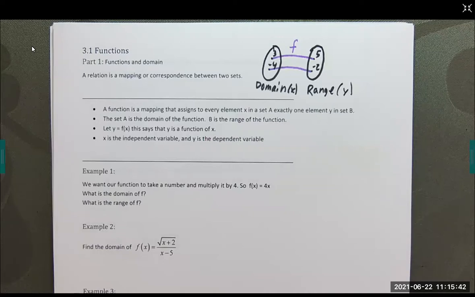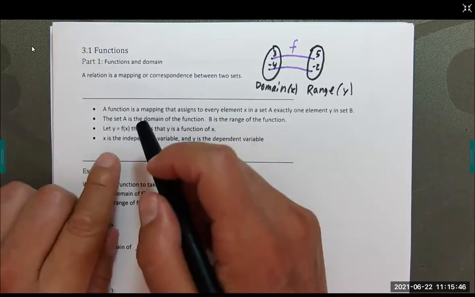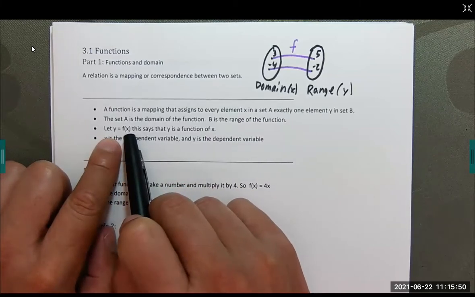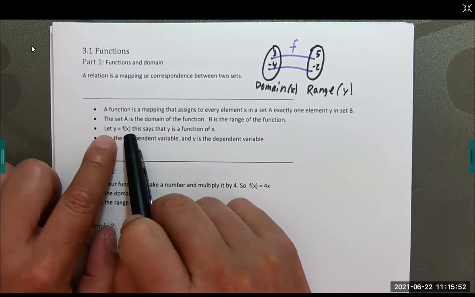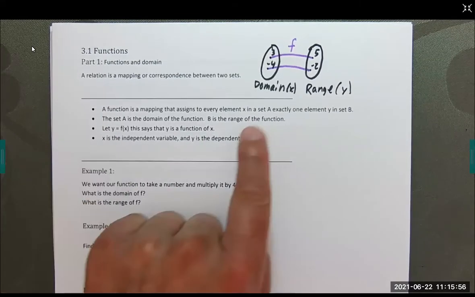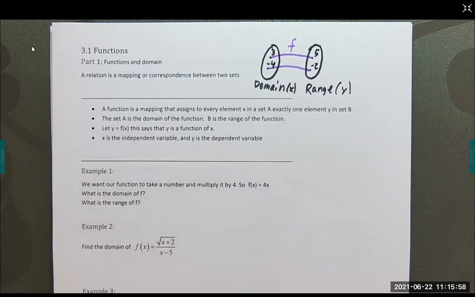Now, this does not mean f times X. This is just saying the function is going to control how to change the domain or the X value, and the result of that change will give us a range value or a Y value. And as I mentioned, X is the independent, Y is the dependent. And in different types of classes, they may have different names as we do this.